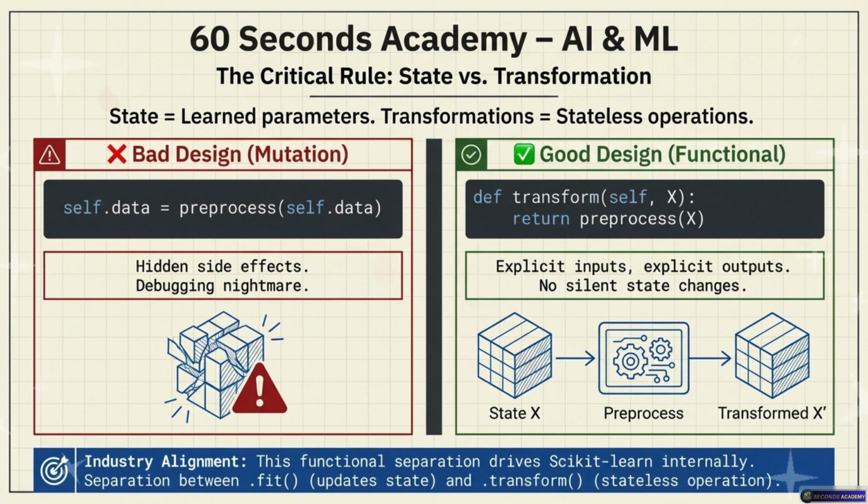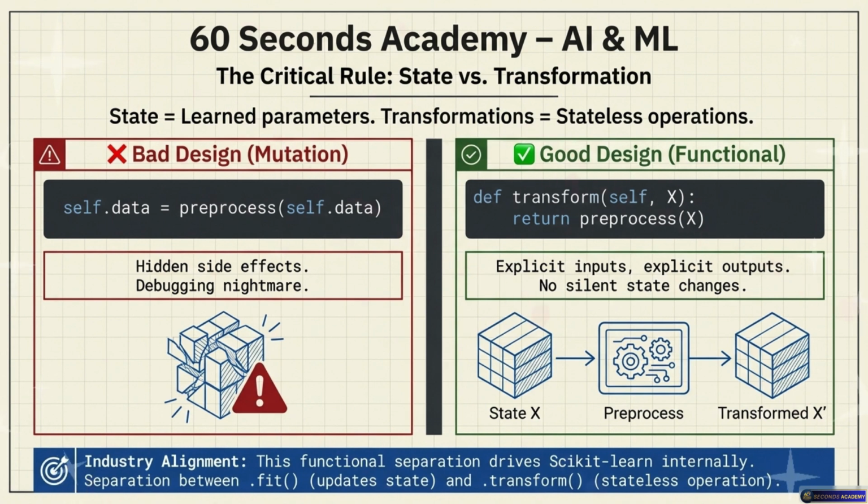Exactly. You know, this immediately makes me think of scikit-learn. I feel like this is exactly why they designed their library the way they did. They deliberately separate the .fit method from the .transform method. You're spotting the exact architectural pattern. Scikit-learn is the gold standard for this. When you call .fit, what are you telling the model to do? You're explicitly telling it, okay, look at this training data, calculate the mean, calculate the standard deviation, and change your internal state to remember those numbers.